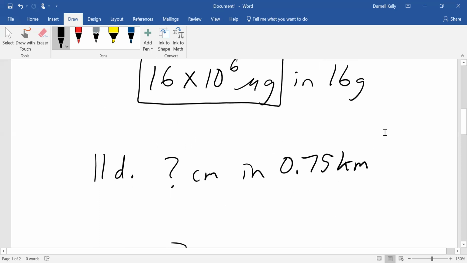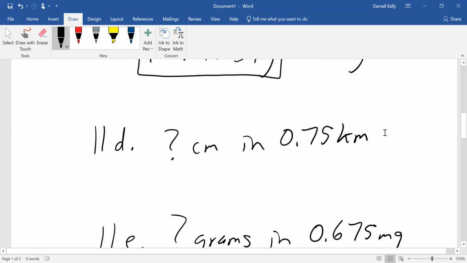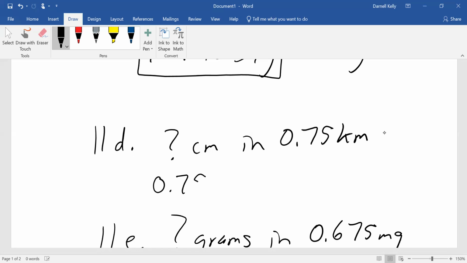So 11D, how many centimeters in 0.75 kilometers? Start at the unknown, go to the known. Let's write our number out first. 0.75 times 10 to the positive power of 1, 2, 3, 4, 5. There we are.